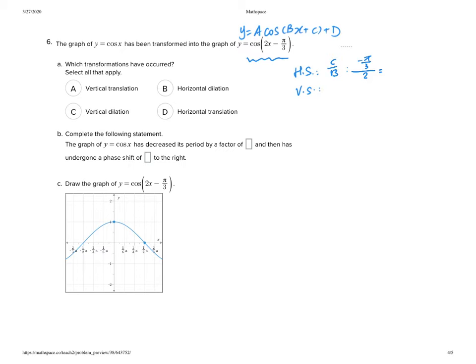How do we simplify this? Keep, change, and flip. Keep the numerator, which is negative pi over 3. Change division to multiplication. It was divided by 2, now it becomes multiplied by 1/2. So it becomes negative pi over 6, which means I'm moving pi over 6 to the right. When the number is less than 0, you are moving to the right. We don't have a d value here, so there is no vertical shift.